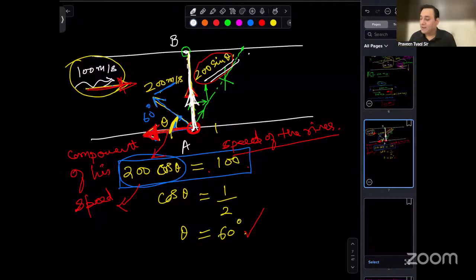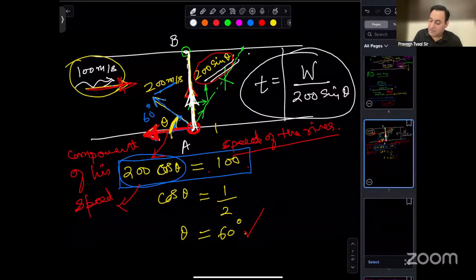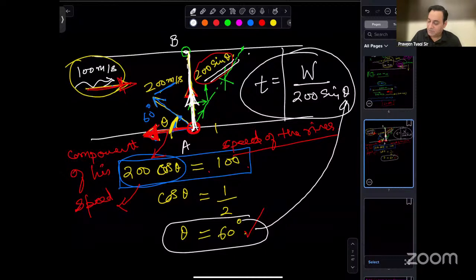Now, please pay attention. If the width of the river is say W, the time taken will be equal to W divided by 200 sine theta. That's it. And theta, we already know, is 60 degrees. So we can put this value here, and if the width of the river is given, I will be able to find the time. And this was done to ensure that the man reaches the exactly opposite point.